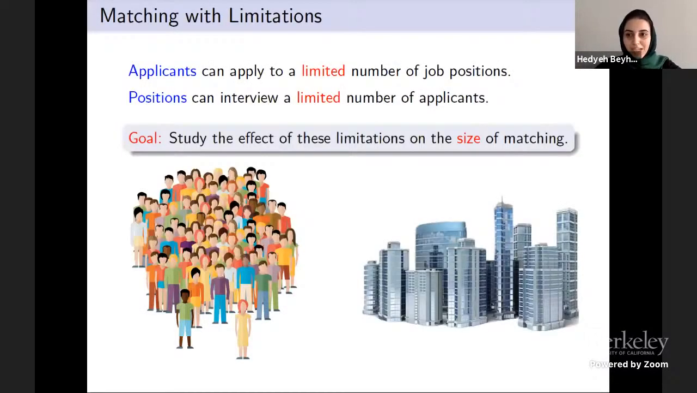So in this paper, we study matching markets where both sides of the matching have limitations. On the one side, we have the applicants that, although find a lot of the job positions on the other side desirable, they can only apply to a limited number of them. This may be because the system has imposed this limit or because preparing the applications is time-consuming and costly. On the other side, we have the job positions that need to run an interview process before hiring their applicants, and they can only interview a limited number of their applicants. Our goal in this paper is to study the effect of these limitations on the matching, and more particularly the size of the matching.